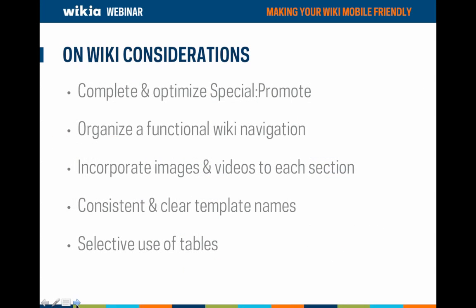So what can you do to make your wiki look good on our apps, mobile skin, and even the full site? Well, you can start off by completing your wiki's Special:Promote page, as Mira spoke about in great detail, so I'm not going to go into that too much. You can make sure your wiki nav is organized and functional. This is likely what a new user uses to explore your wiki's content.